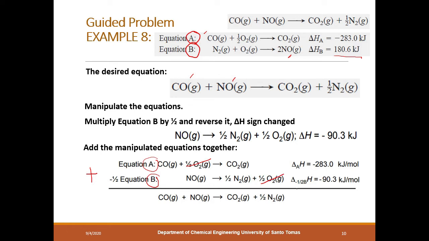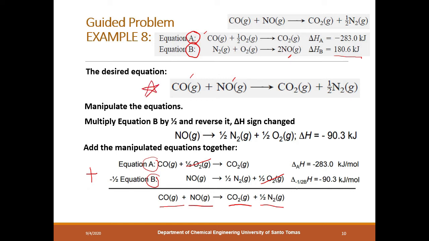And what will be left to us would only be the gaseous carbon monoxide on the left side of the equation, and the gaseous nitric oxide also on the left side of the equation. And then on our right side of the equation, we will have, of course, 1 mole of CO2 and 1/2 mole of NO2, which is just the same as our desired equation.